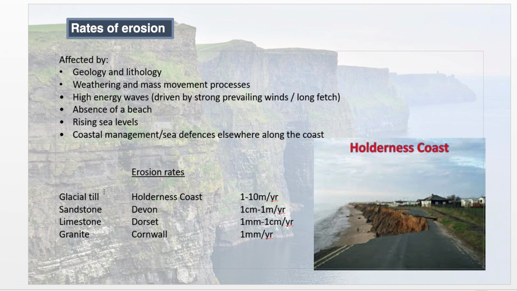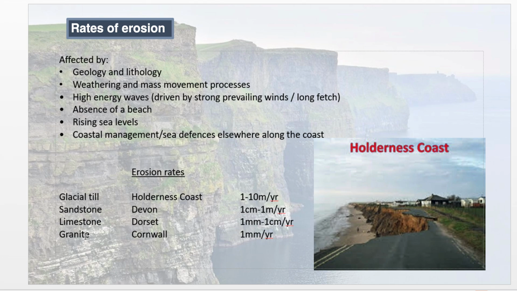Glacial till is unconsolidated, which means it is not compacted together. It's very loose material. Glacial till, what does that mean? It's material left behind from retreating glaciers in the last ice age. So it's very soft material. The glacier has done the work of breaking it down. So it's very soft, easily eroding material.